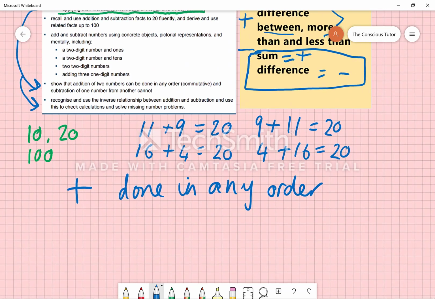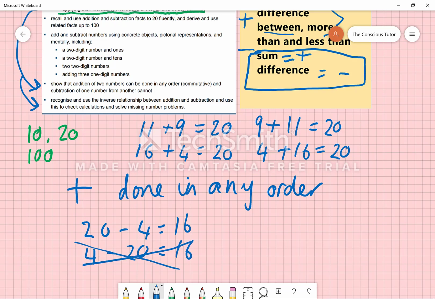However, subtraction cannot be done in any order. So 20 take away 4 equals 16, but 4 take away 20 does not equal 16. So children need to be taught to put the larger number first when subtracting.